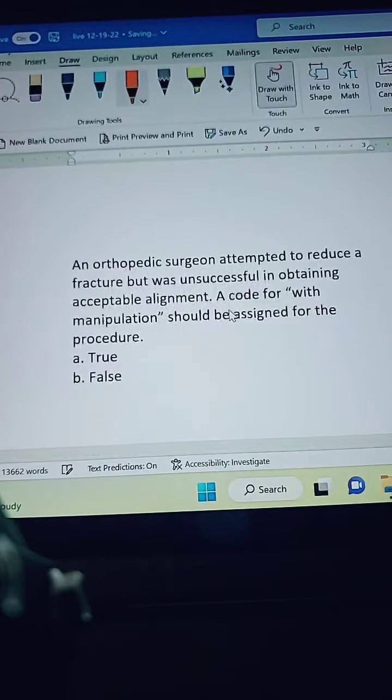Let's see what else we got. Orthopedic surgeon attempts to reduce a fracture. Reduce is the same thing as manipulate, same thing as reduction. Know your AKA terms, but was unsuccessful. Code for with manipulation should be assigned for this procedure. True or false?